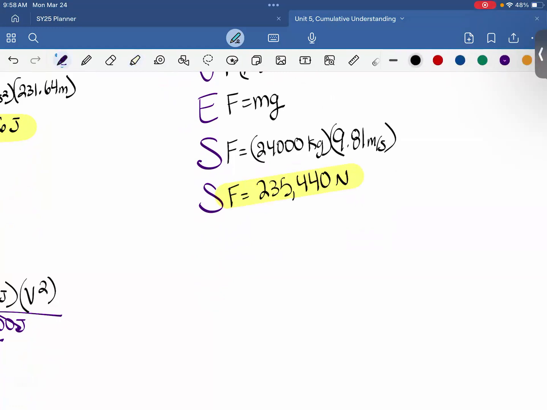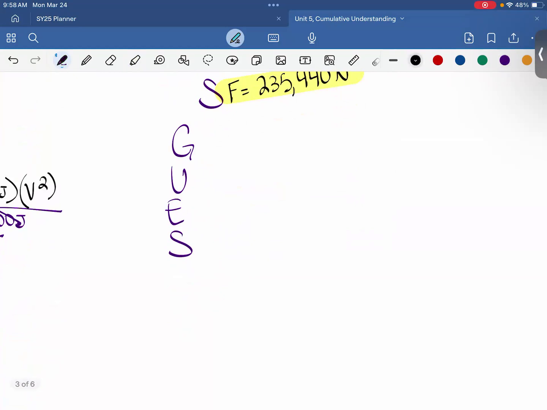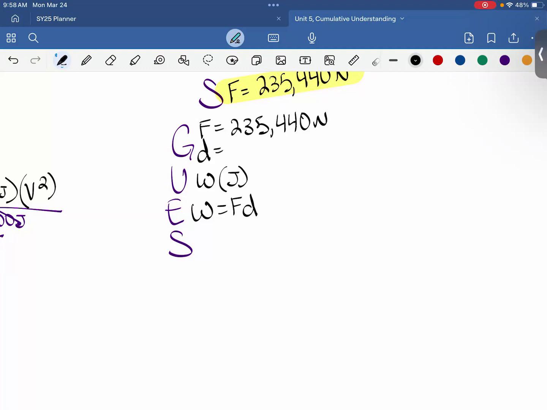We know that we didn't actually answer the question just yet. We need to use this force to find what the question is really asking us for, which is work. Work is equal to force times displacement. Now we know our force from what we just calculated. And once again, our displacement is the same as the height of this roller coaster.